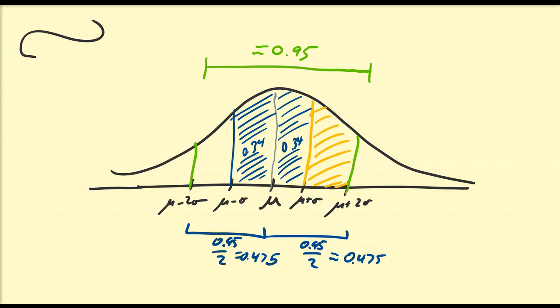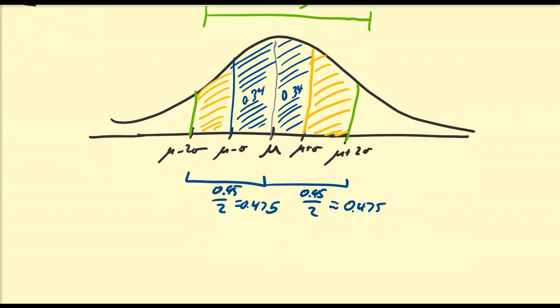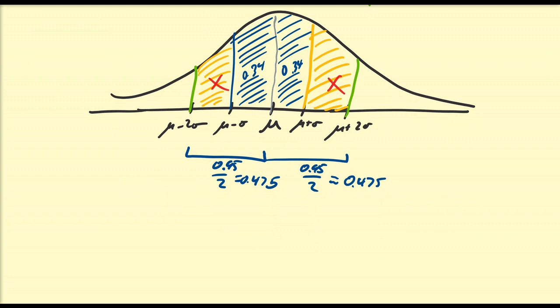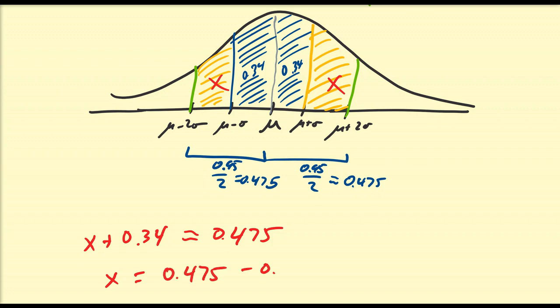So what is the area in these little yellow regions? That's a very basic equation. I'm going to call those areas x. So we know that x plus 0.34 must approximately be equal to 0.475. So these individual regions are going to be 0.475 minus 0.34, and that is approximately equal to about 0.13, let's see, 0.135. All right, so each of these little pieces, this is 0.135 and this is 0.135.